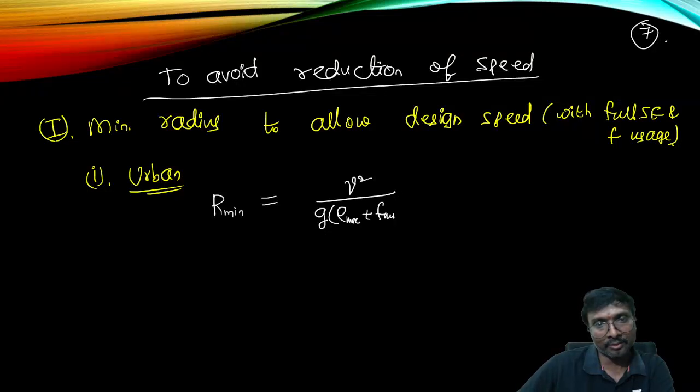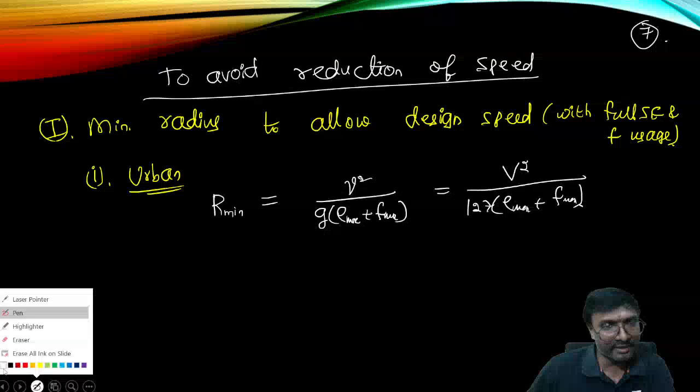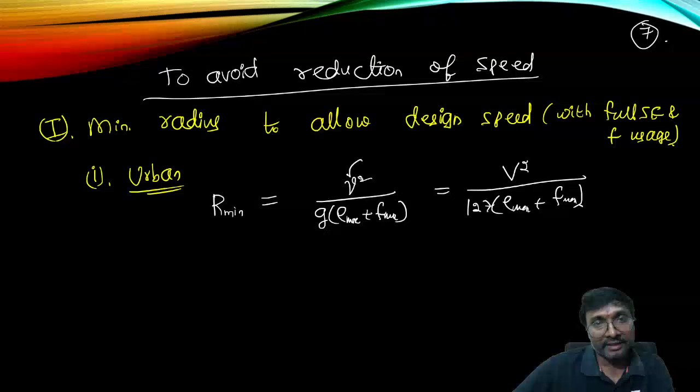G into E maximum plus this F maximum. Or you can also write it as capital V square by 127 into E maximum plus this F maximum. That is for urban roads. And what is this speed you are calling it as? This is your design speed, in meter per second for small v, and in kmph for this capital V.